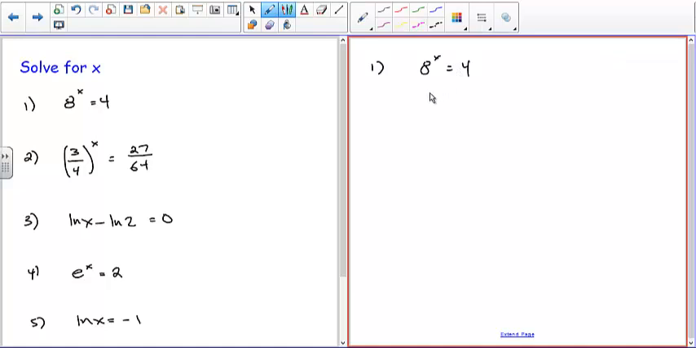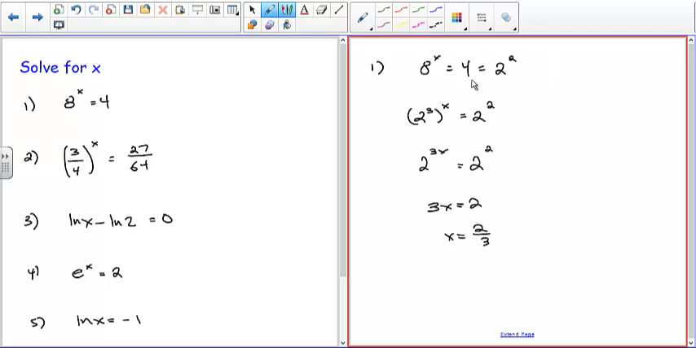Another way to think about this is that 4 is 2 squared, and 8 is 2 cubed. So you'd have 2 cubed to the x power, and then you can multiply the exponents together because you're raising one to the other, so you'd have 2 to the 3x, and you'd have 2 to the second power. Now that you have the same base, you could just set the exponents equal to each other, and you'd get x equals 2/3. So that would be one way of doing it.